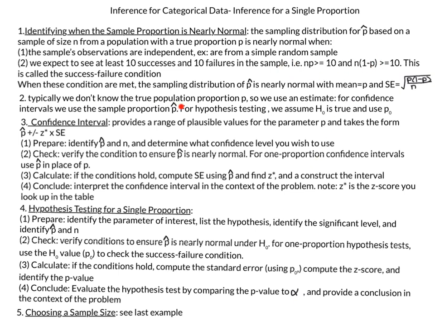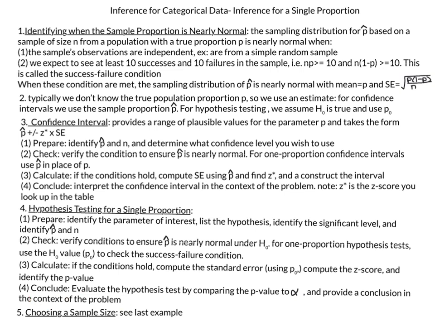So again, over here, it's this note here. For hypothesis testing, we assume H naught is true, so in these formulas that involve p, we're going to use p naught. If the conditions hold, you're going to compute the standard error, again using p naught, compute the z-score, and then identify the p-value, and then you're going to make a conclusion. Again, both in confidence intervals and hypothesis tests, don't forget your conclusion. You're going to evaluate the hypothesis and provide a conclusion in the context of the problem.